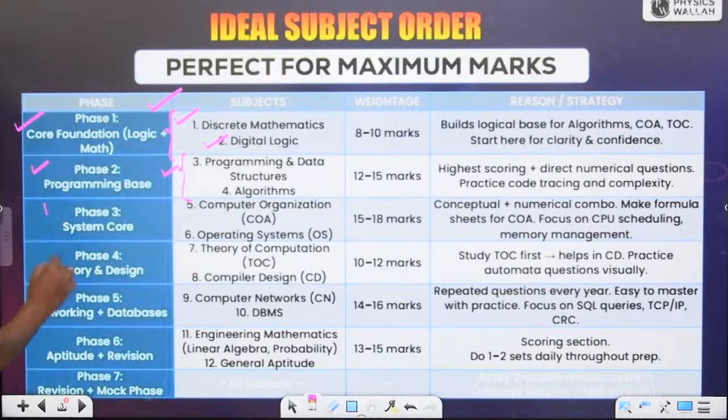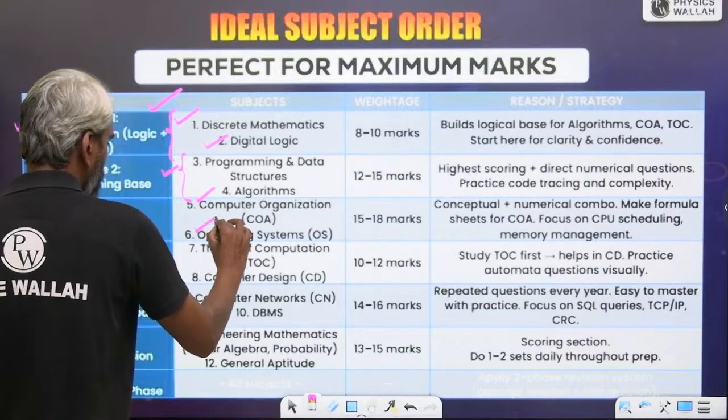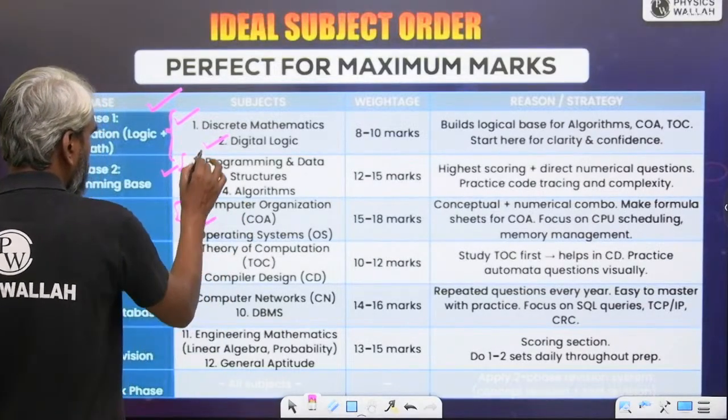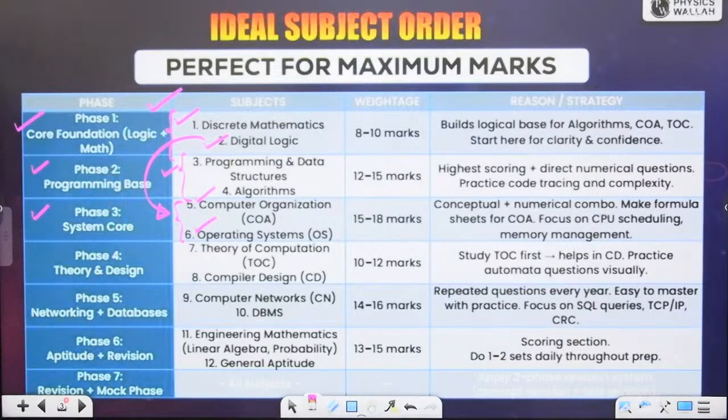Next thing will be system core. So when I say system core, there are two system related subjects. One will be computer organization and architecture. Next will be the operating system. For both of them, digital logic will become the core. Clear? So, as far as discrete mathematics is concerned, it's all about logic. In discrete mathematics and digital logic, we'll try to create the logic that will be required throughout the preparation of GATE.